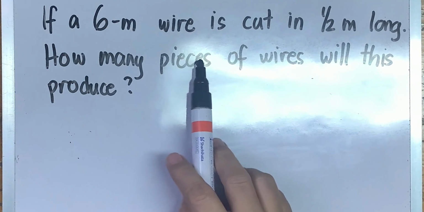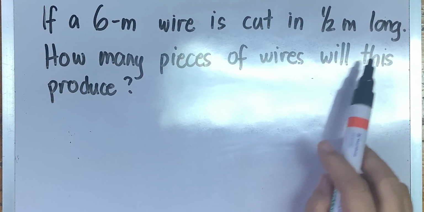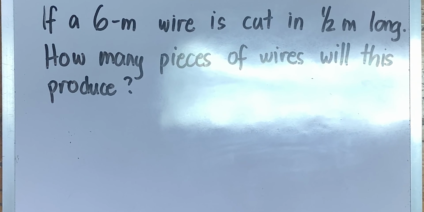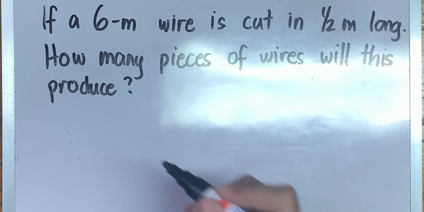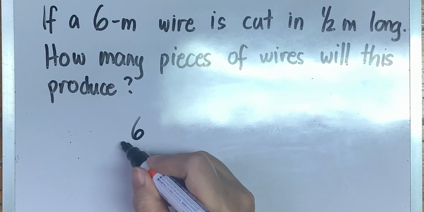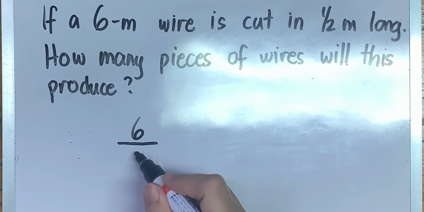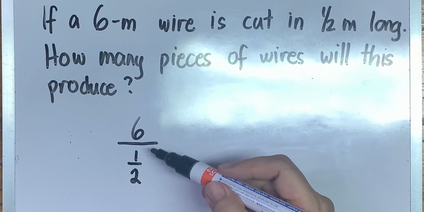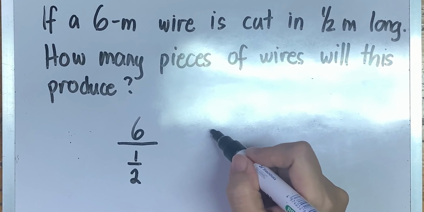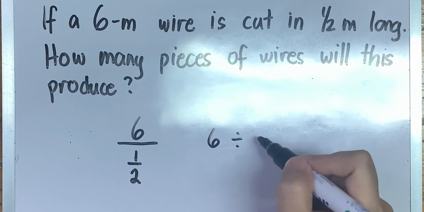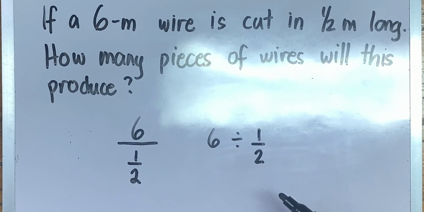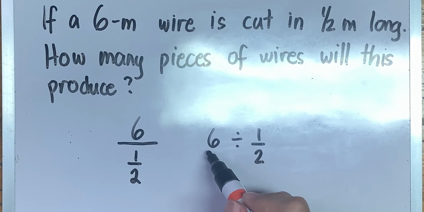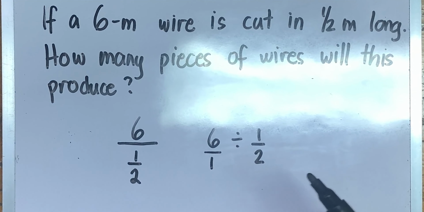If a 6-meter wire is cut in 1/2 meter long, how many pieces of wires will this produce? So dito, gagamitan natin to ng complex fraction. So merong daw 6 meter na wire at i-divide daw siya sa 1/2 meter long. So sulat natin ng 6 divided by 1/2 or pwedeng 6 divided by 1/2 in this way. Now, 6 is a whole number. So ang denominator ng whole number ay laging 1.